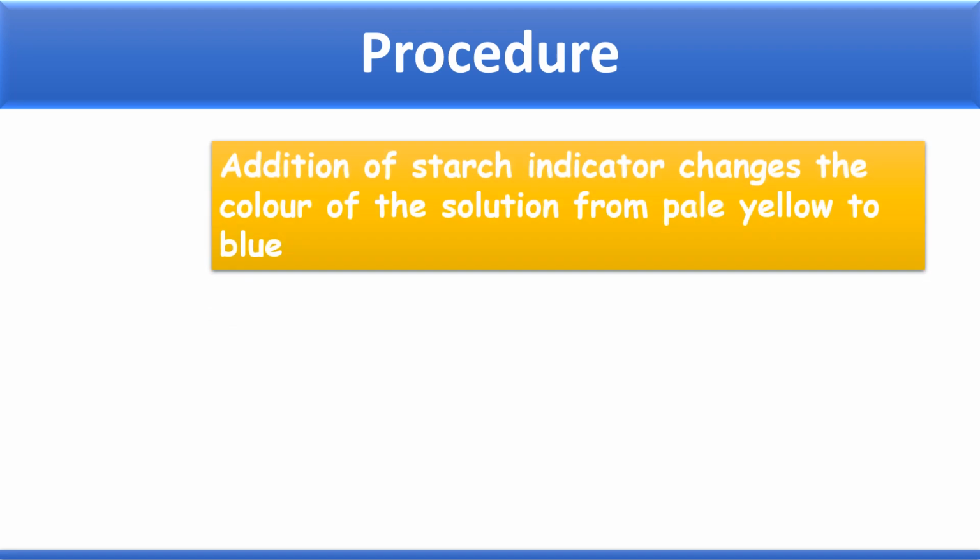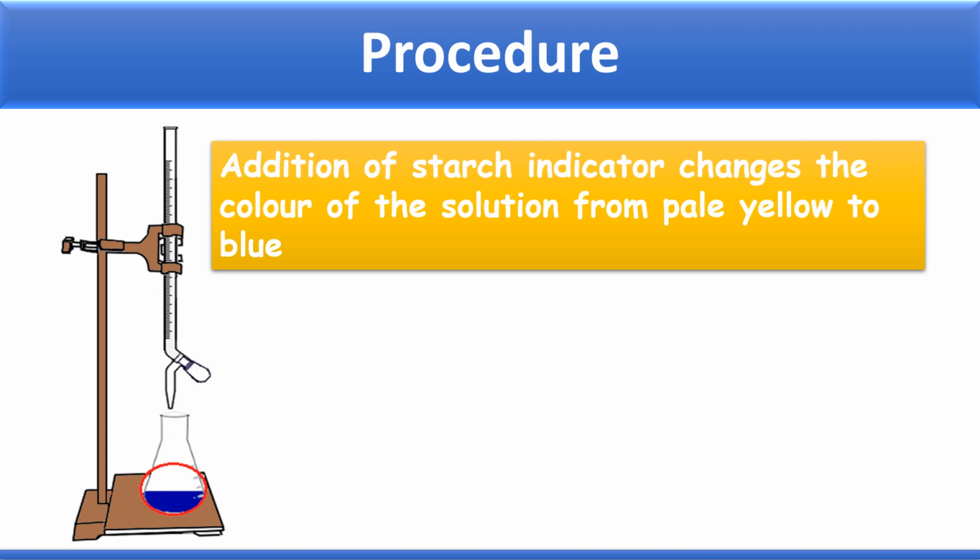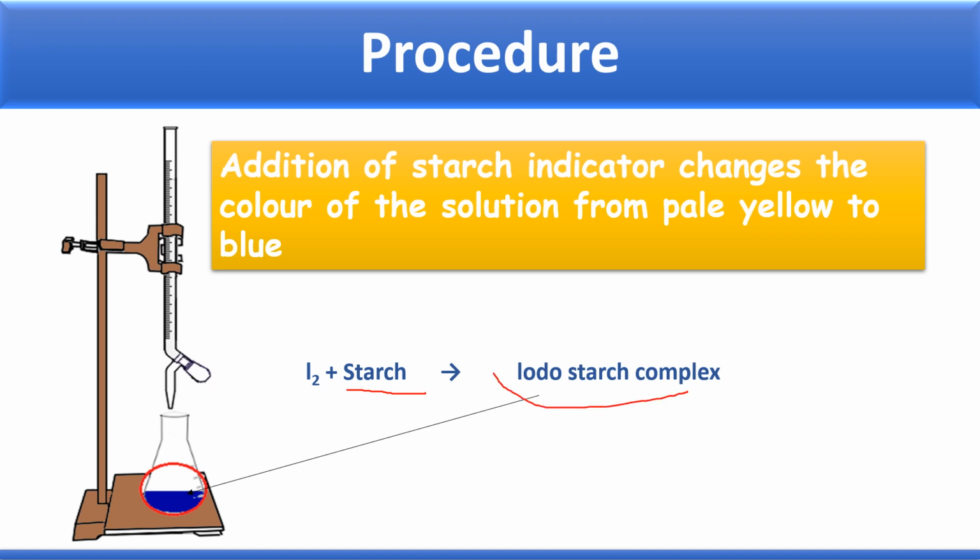Step 7. Before step 7, we must know what happens when we add the starch indicator in the solution. The solution turns blue. Why does it turn blue? Because as we add the starch indicator in this pale yellow solution, the starch indicator forms an iodo-starch complex with the iodine in the conical flask, and the color of this iodo-starch complex is deep blue. That is why after adding the starch, the solution turns blue.